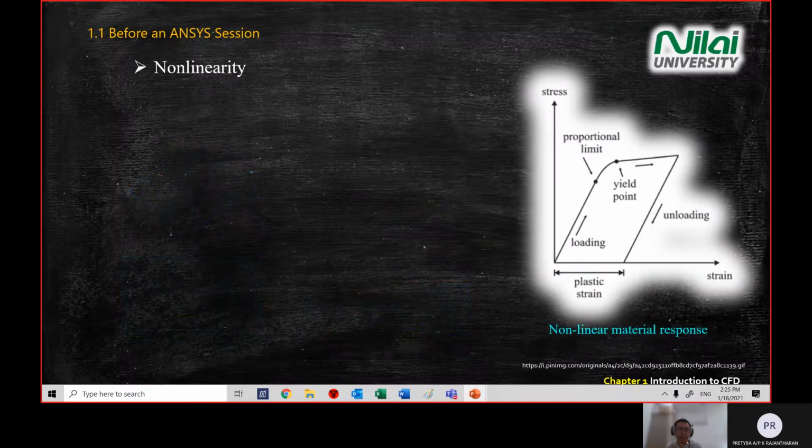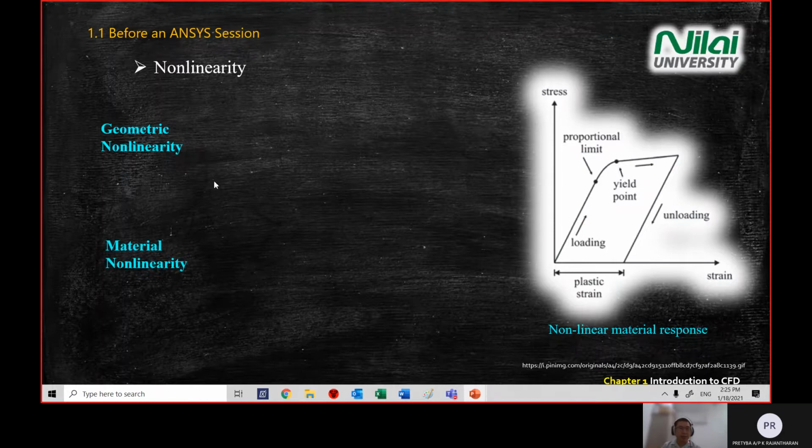And another one is non-linearity. The graph that you see on the screen is on the mechanical property. The graph is stress versus strain. It means that if the material does not act linearly, if you apply stress and then you let go, it will not return to its original shape. Okay. If you simulate a plastic material or polymer, then you need to consider non-linearity.